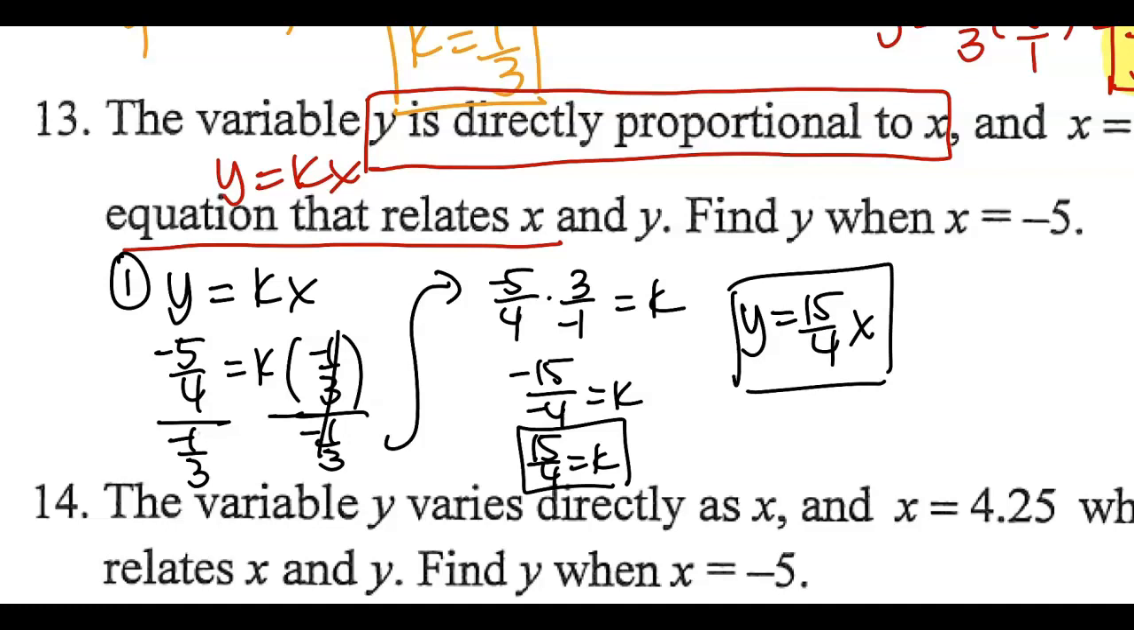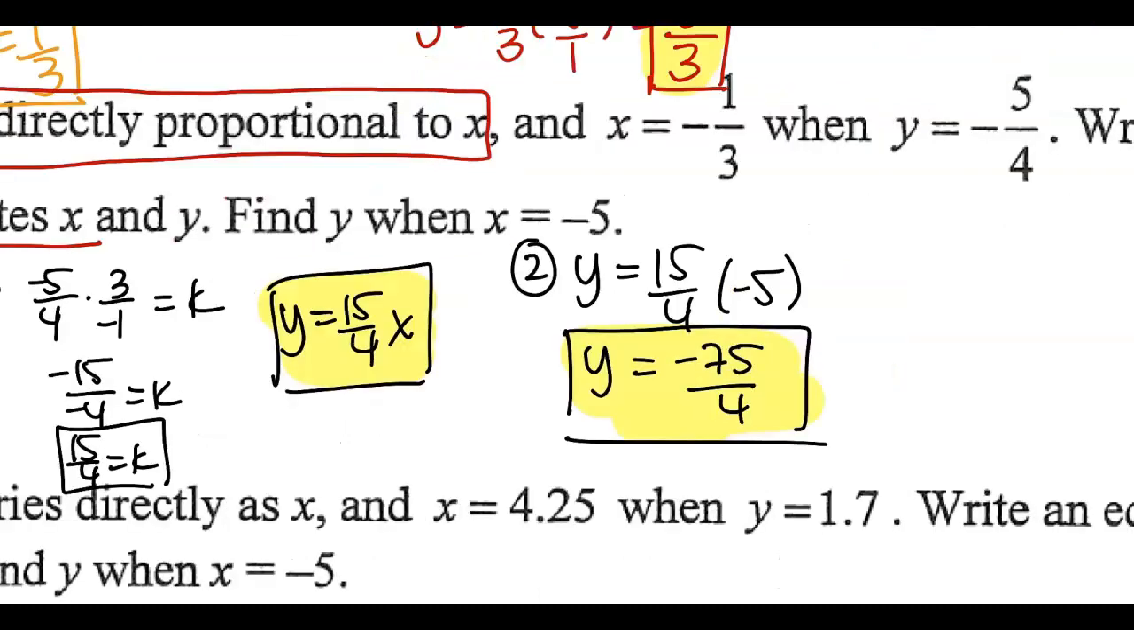Take a second, look up, make sure you got the right equation for your direct variation equation. It should have been positive 15 over 4. And then part 2 for this, you take that x value, x equals negative 5, plug it in, simplify. That should be your answer.